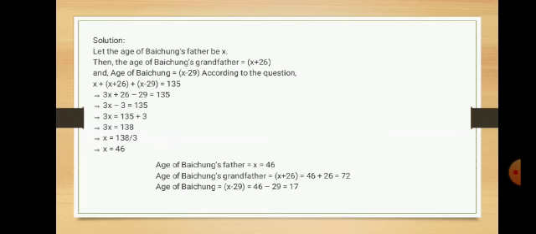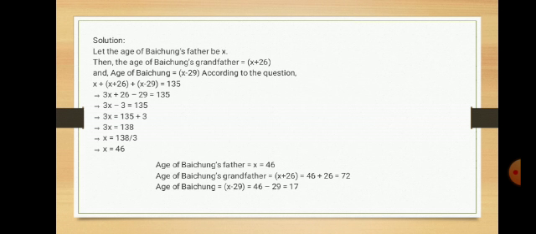So let the age of the batching father be x. The age of the batching grandfather will be, father से तो बड़े ही होंगे grandfather, so that's why we will let the age of the batching grandfather be x plus 28, and the batching age वो अपने father से छोटा होगा, so that's why x minus 29. The sum of all these three is equal to 135.